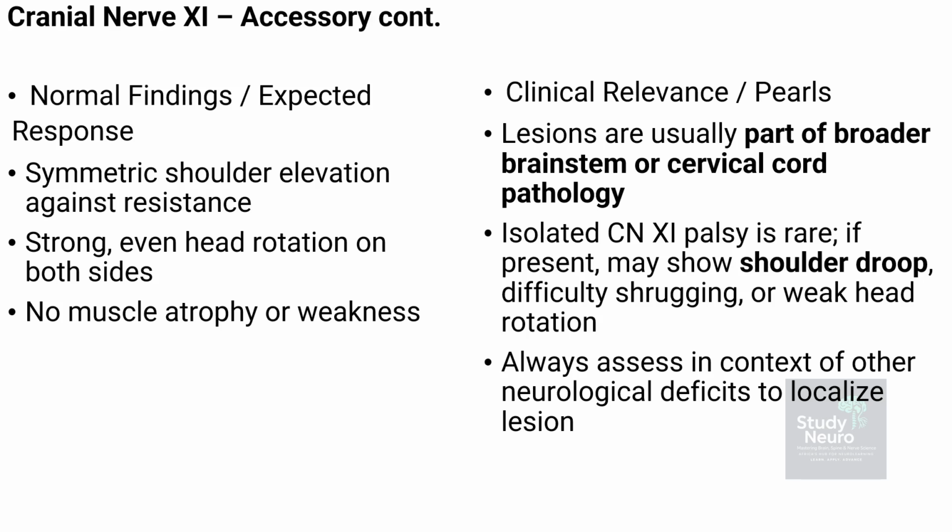atrophy or weakness. Clinically, lesions of the accessory nerve are rarely isolated. They typically occur alongside broader brainstem or cervical cord pathology. When present, weakness may manifest as a shoulder droop, difficulty shrugging, or reduced ability to rotate the head. Evaluating CN11 in context with other neurological findings helps accurately localize lesions and guides further assessment.